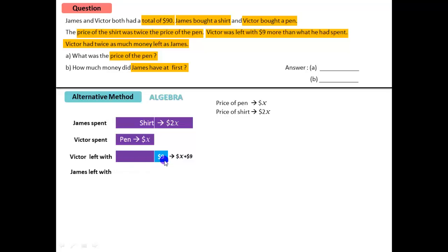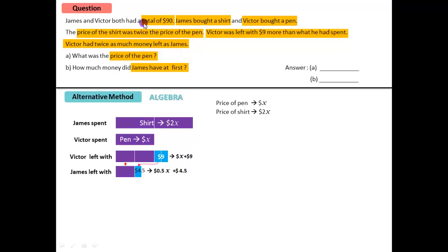To find this, we can't just divide this entire block by half. We have to divide this block by half and then this block by half. So James would be left with half of this block and half of this block, which is $4.5. So the total will be 0.5x or half of x plus $4.5.